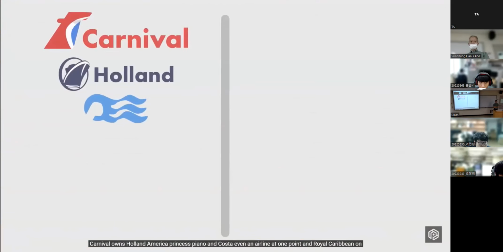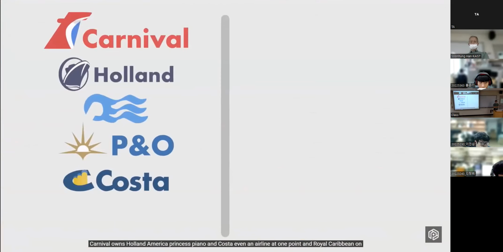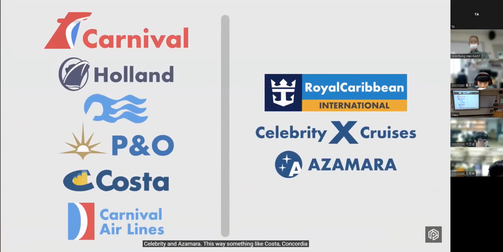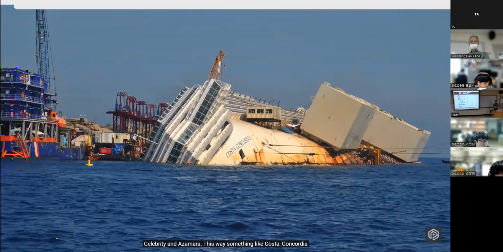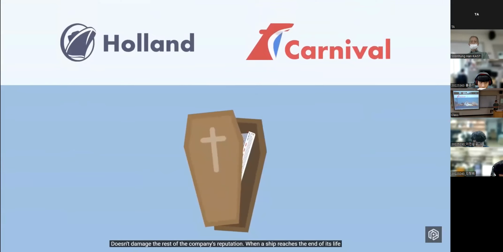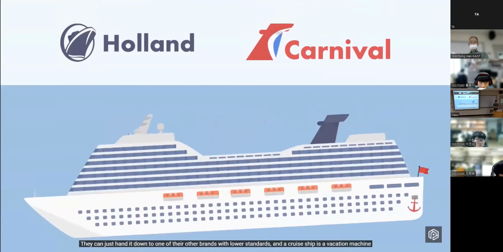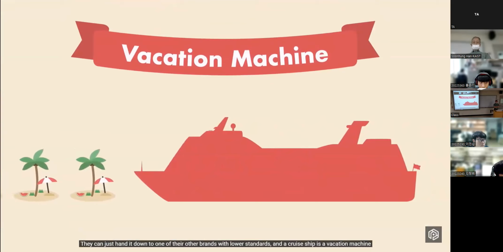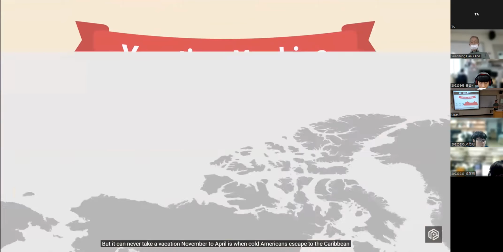Carnival owns Holland America, Princess, P&O, and Costa, even an airline at one point. And Royal Caribbean owns Celebrity and Azamara. This way, something like Costa Concordia doesn't damage the rest of the company's reputation. When a ship reaches the end of its life, they can just hand it down to one of their other brands with lower standards. And a cruise ship is a vacation machine, but it can never take a vacation.